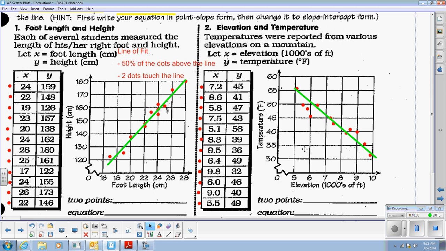All right, now you need to stop the video. You need to do the last 2 on your own and then draw on the lines of fit. When you get done with the line of fit, do not turn this in because now there are 2 more things that you need to do and you'll need to watch the next video.